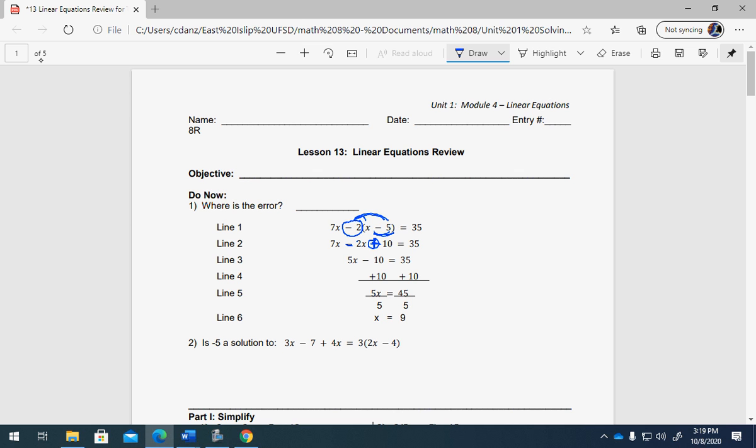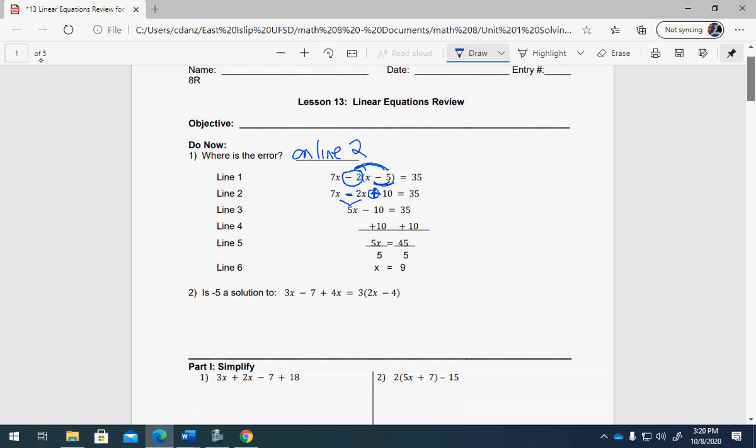And there is a question similar to this on your test, so make sure you can look through work that's done. So the error was on line 2. The rest of it must be okay. If they combine like terms and solve, this is what they would get, but they really did make an error. Number 2, they're asking if -5 is a solution to that equation.